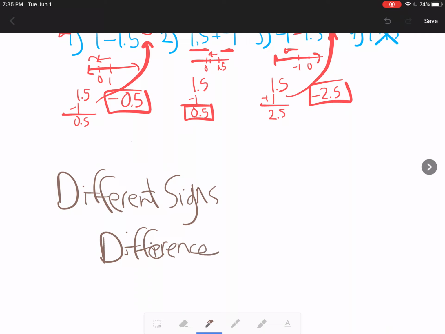Okay, now this is assuming that you've already thought about, is it positive or negative? Then, again, same thing. Is your answer going to be positive or negative? Same signs, sum.